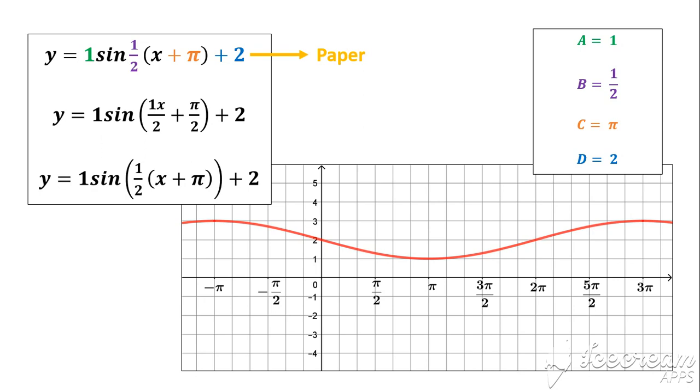Now I prefer the second way, because you can clearly see the values of A, B, C, and D, whereas if you use the first way, some people get caught up thinking this is the value of C, but it's not. C is pi, not pi over 2. So I personally don't like using this way, and I prefer to use this way when I use my calculator.